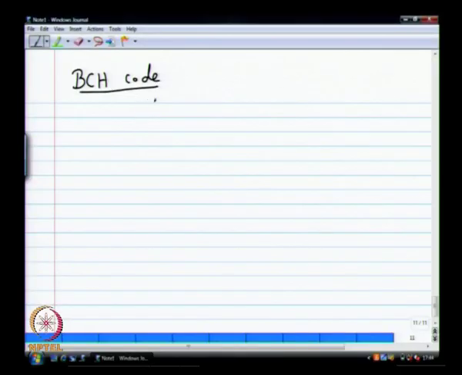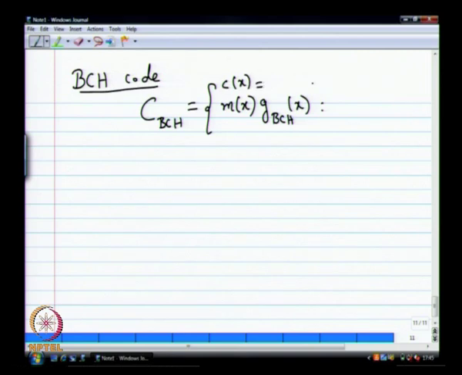So what is C_BCH? It is the set of all polynomials of this form c(x) = m(x) g_BCH(x), such that the degree of c(x) is less than or equal to n minus 1, and m(x) belongs to F2[x].